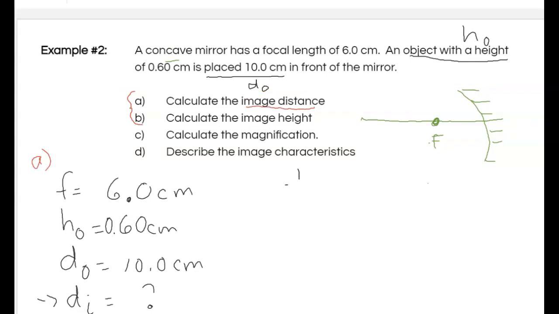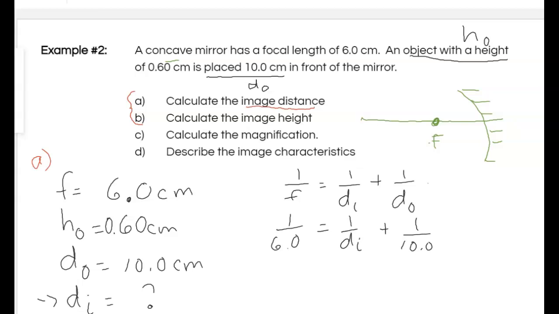So that is, of course, 1 over f is equal to 1 over di plus 1 over do. Substituting in all the known values, 1 over 6.0 equals 1 over di plus 1 over 10 centimeters. Now to isolate my di, I'm going to take this 1 over 10. Rearranging this equation, I have 1 over 6.0 minus 1 over 10.0 equals 1 over di.